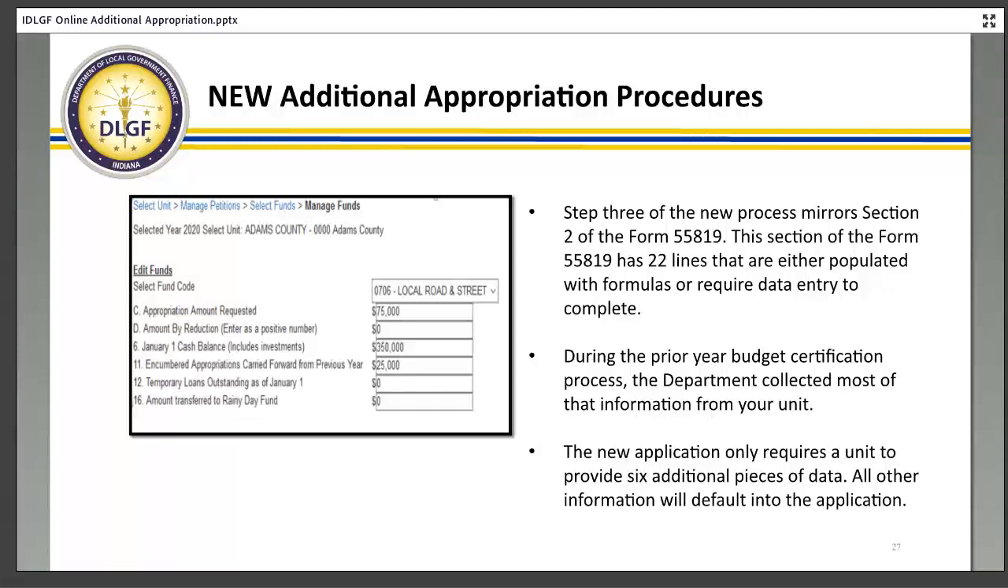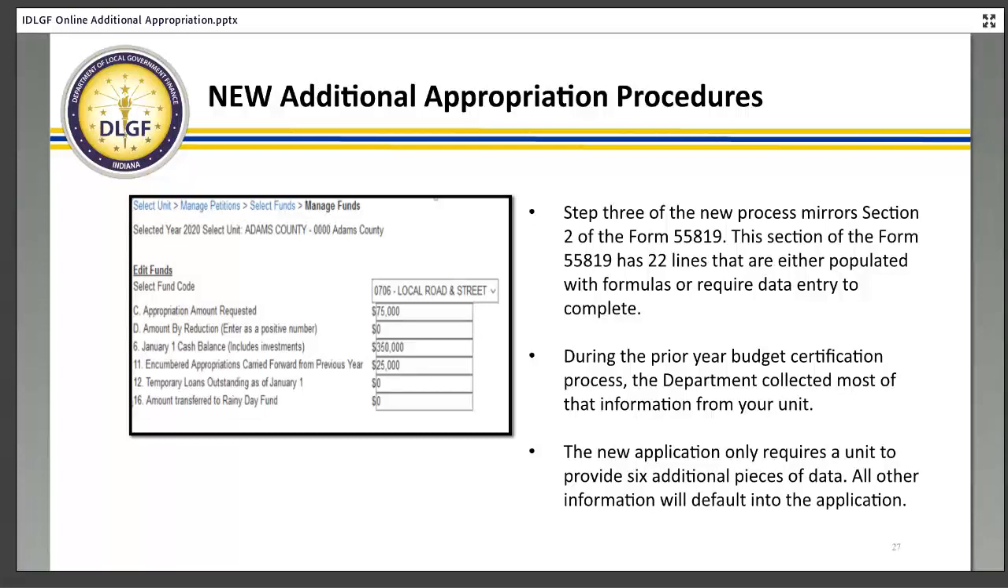Okay. Now, part 3 is absolutely my favorite part of the application. Step 3 of the additional appropriation application mirrors section 2 from the certified copy. Earlier, we talked about how that particular section is made up of 22 lines that are either completed through data entry or have formulas to ultimately make the determination whether or not there are sufficient funds to approve the additional appropriation. Now, if I can speak to the newly elected officials that may be listening to this one, as we go through the budget certification process, your predecessor last year submitted that information to the department. The department already has that data.